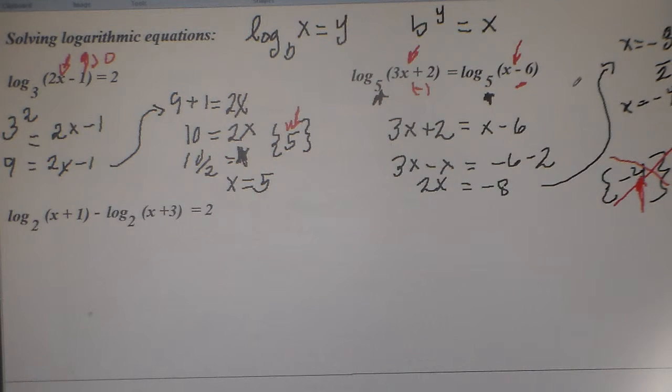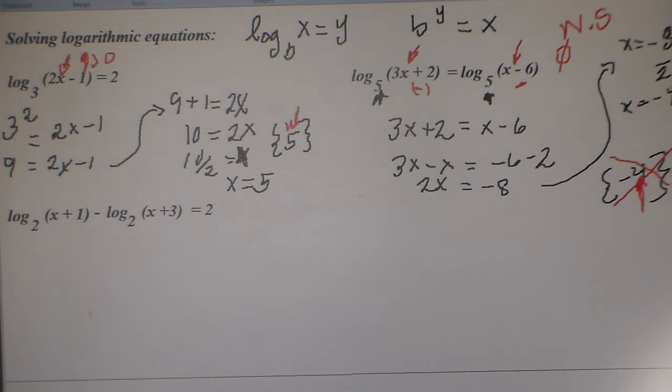Then what is the solution set in this case? In this case, there is no solution, or your solution set is the empty set. Every time your solution makes your argument 0 or negative, you have to reject that solution.